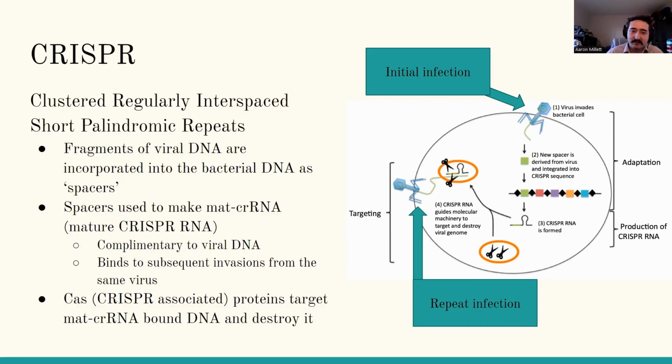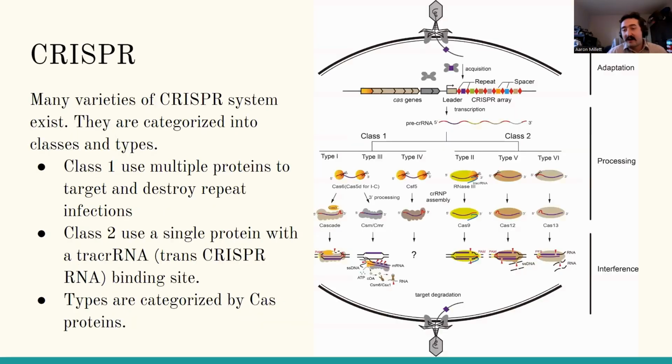It uses the spacers to make crRNA, or mature CRISPR RNA, which is a complementary single strand to the infectious DNA. And then it will use Cas proteins, or CRISPR-associated proteins, to destroy that recognized repeat infection DNA or RNA. There are a lot of different types of CRISPR systems that exist. Again, this is a way to recognize if bacteria might be related or not.